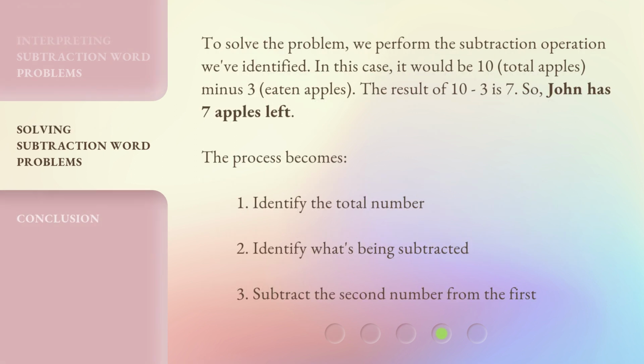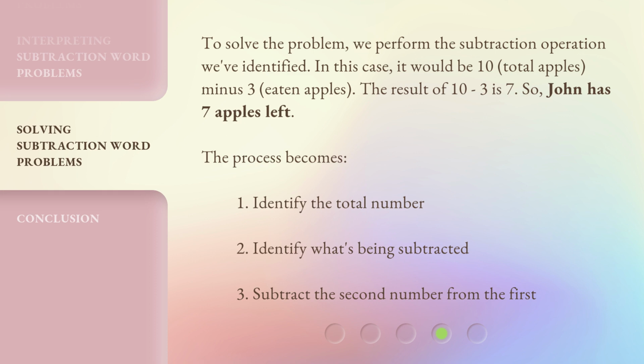To solve the problem, we perform the subtraction operation we've identified. In this case, it would be 10 total apples minus 3 eaten apples. The result of 10 minus 3 is 7. So, John has 7 apples left.